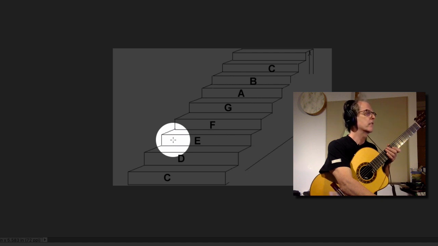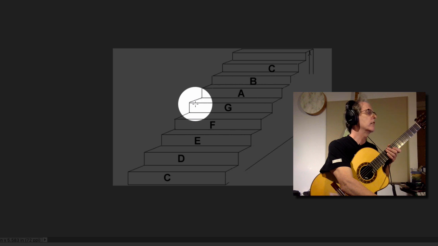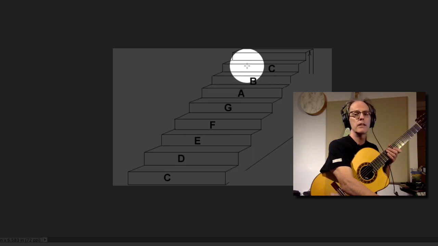Then I drop back to the stair that I skipped, which is D, and I skip up 2 stairs to F. So I'm basically hopping up 2 stairs, back 1, up 2, back 1. I go down to E, I skip to G, I drop down to F, I skip up to A, down to G, skip to B, down to A, up to C. Then descending the stairs, do the same thing in reverse.